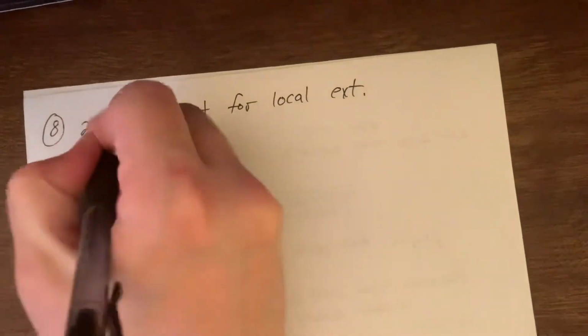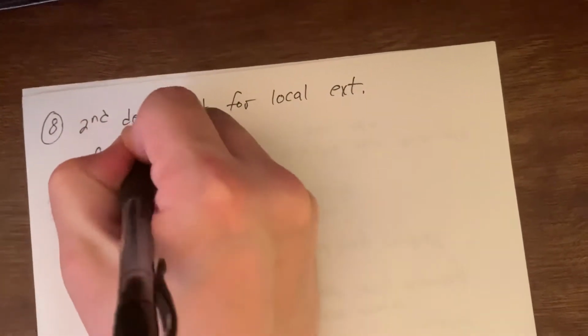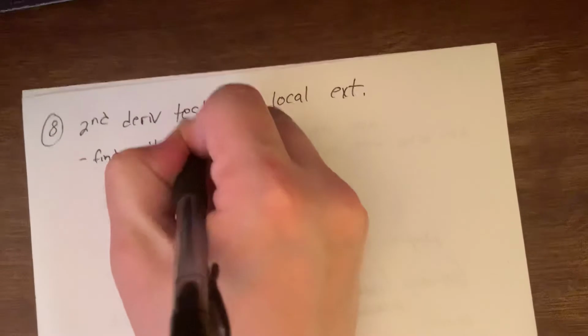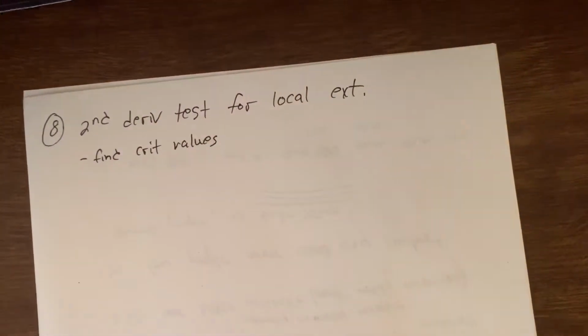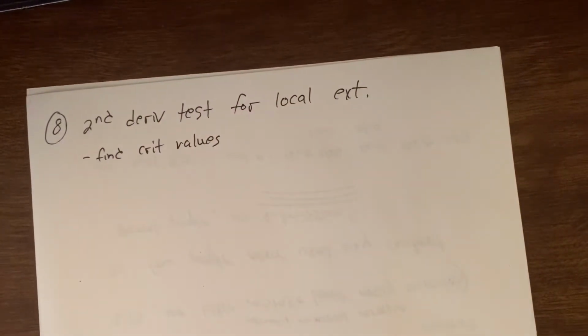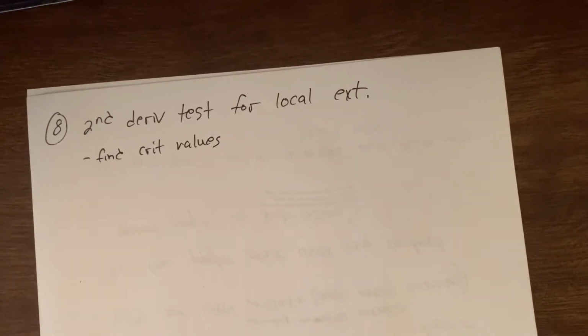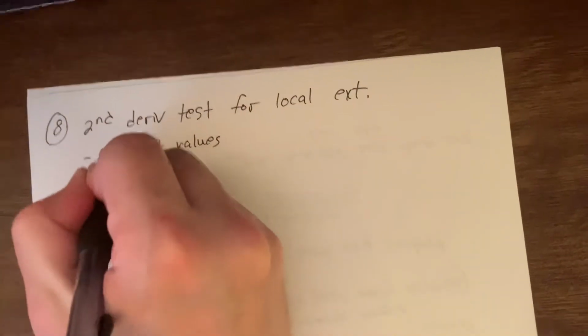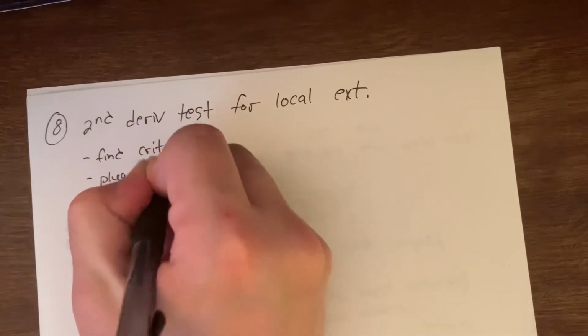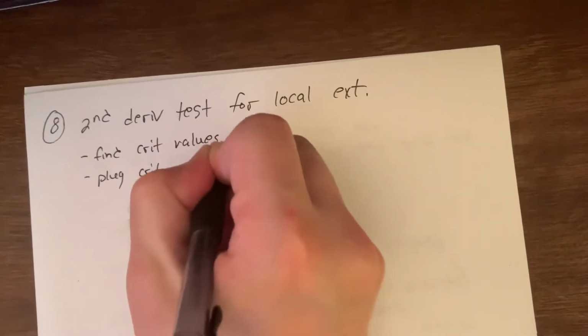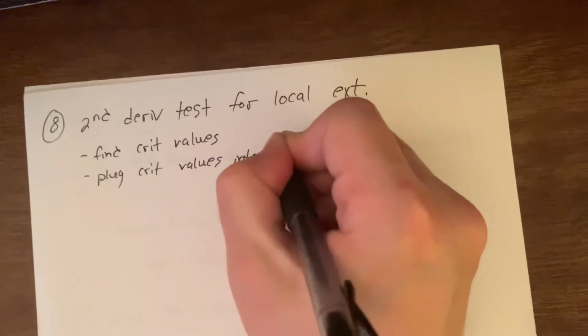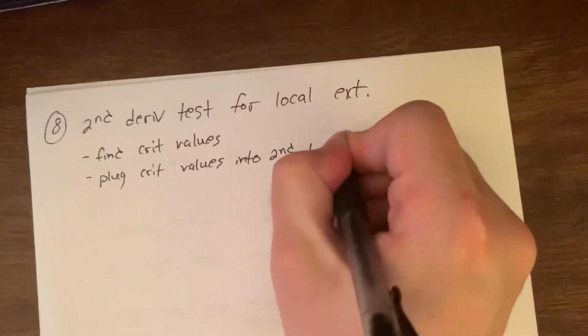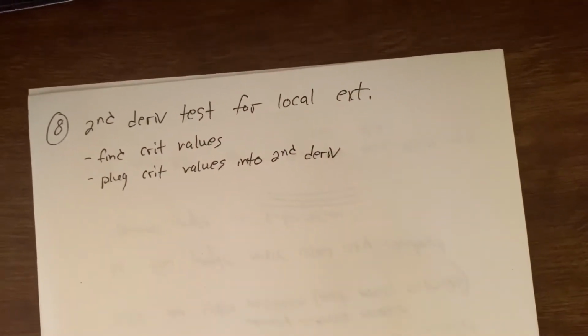We will still, step one, find the critical values. So we'll still have to take the first derivative, set it equal to 0, and solve. But then we will plug the critical values into the second derivative. And here are the different results.